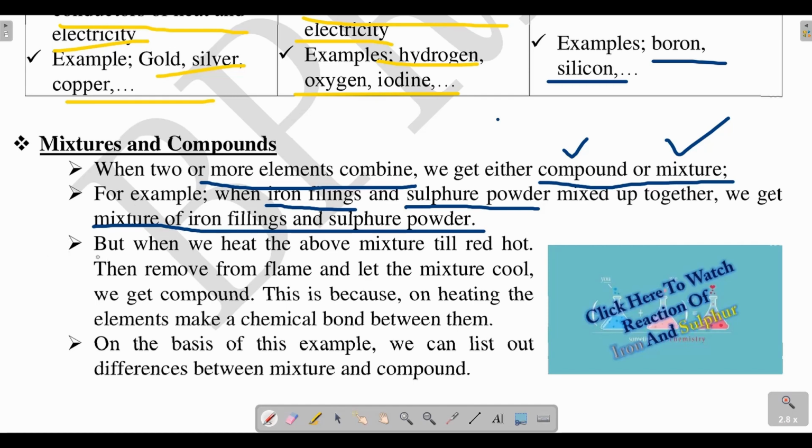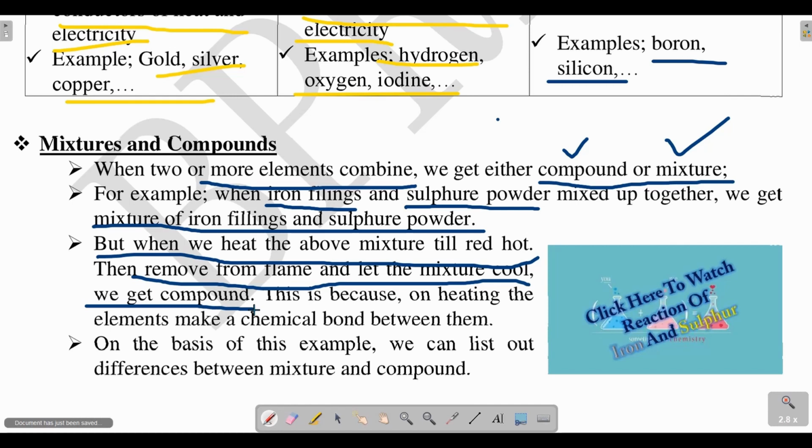Now if you take a small amount of this mixture and heat it till it is red hot, because we know that when a substance is heated, it changes its color to red, yellow, white, blue, etc. So heat it till red hot. Then remove it from the flame and let the mixture cool. After it cools, we get a compound.